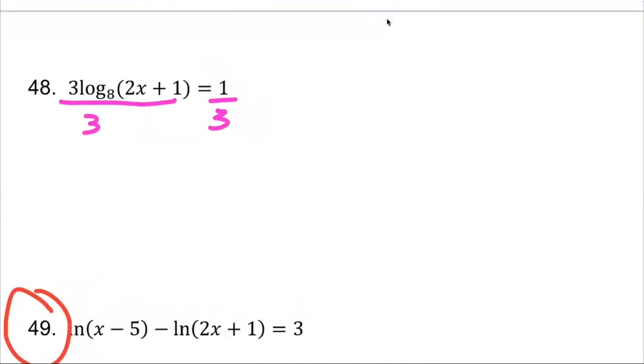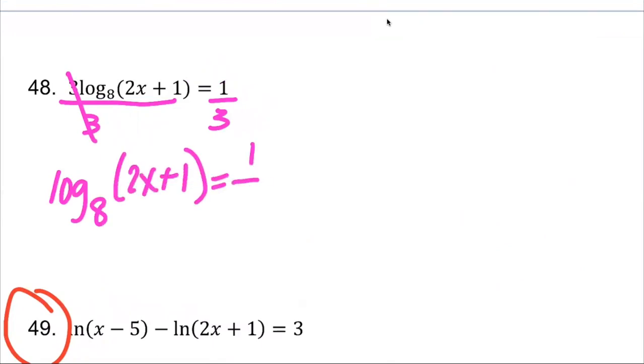So if I'm going to start with dividing both sides by 3, you end up getting log base 8 of 2x plus 1 equals 1/3.